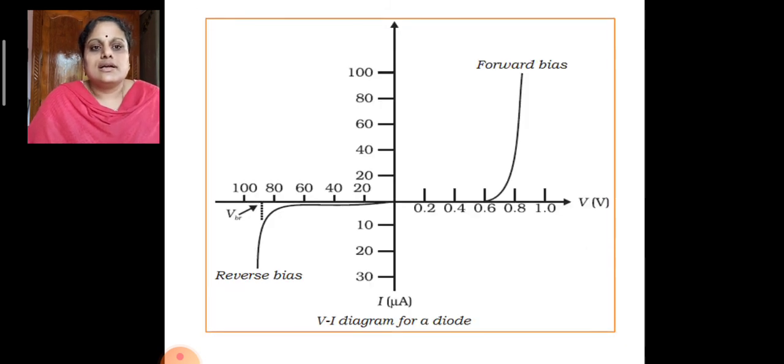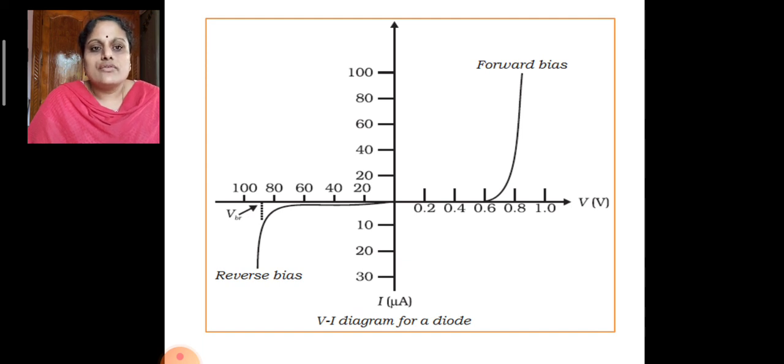This is the VI characteristic curve for a diode. The first quadrant gives us the forward bias characteristics. That is, when the voltage crosses the barrier potential, current starts increasing and it reaches a maximum value called knee voltage under forward biased condition.